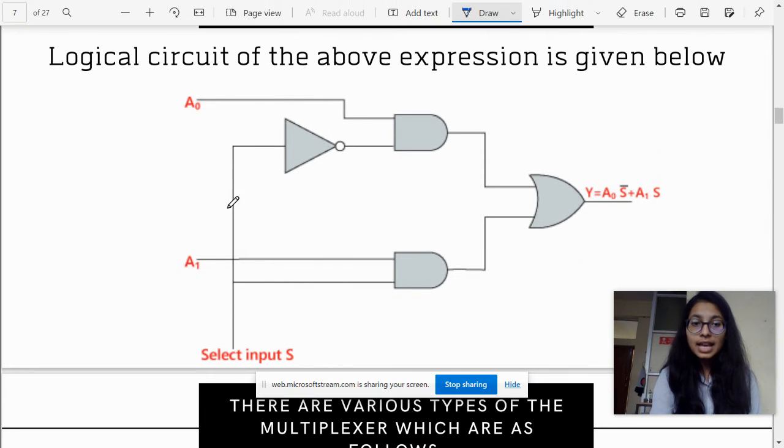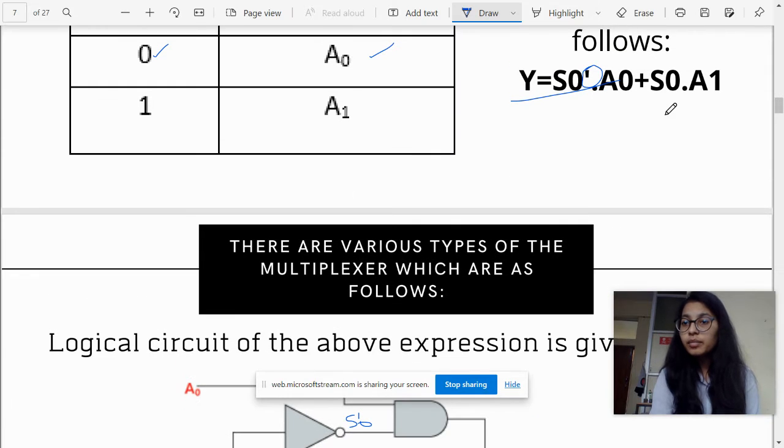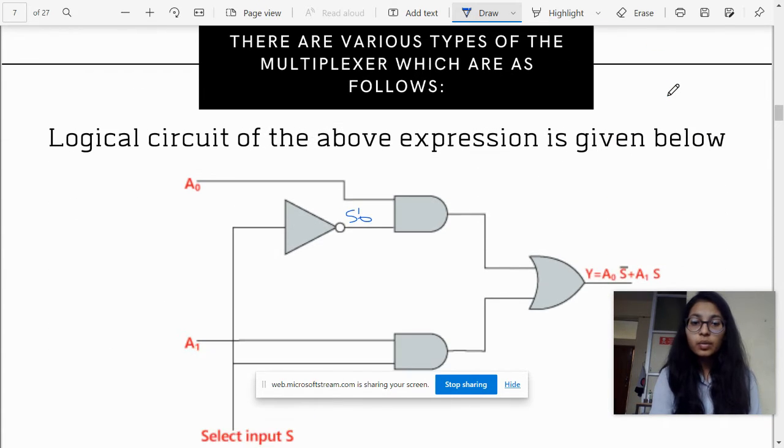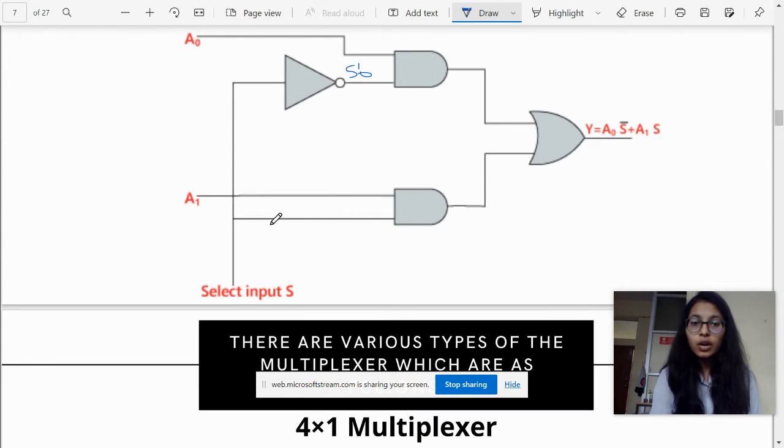So here we'll take S, and for S naught bar we have to take a NOT gate. So here comes S naught bar and A naught. Now, since in this second term we don't have a bar over here, we'll directly take it as S naught. So here the inputs would be S naught, and here the input would be A1.